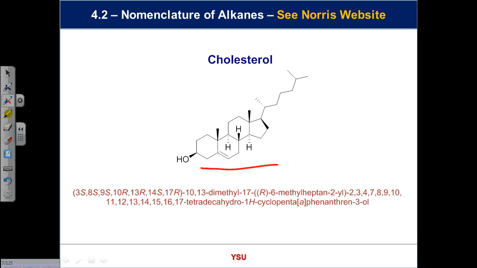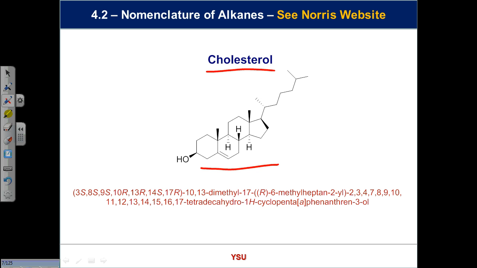Now, fortunately, because pharmacy and medicine and organic chemistry like to keep things as simple as possible, we have abbreviated names. And so the common name for this thing is cholesterol. You ask for cholesterol, you get cholesterol, because there's only one cholesterol. There's only one isomer of cholesterol that we'll see.